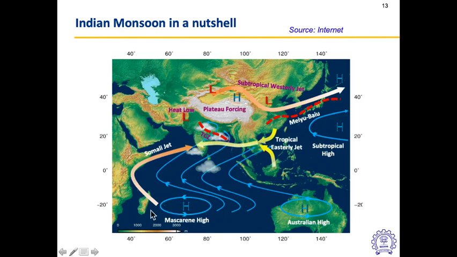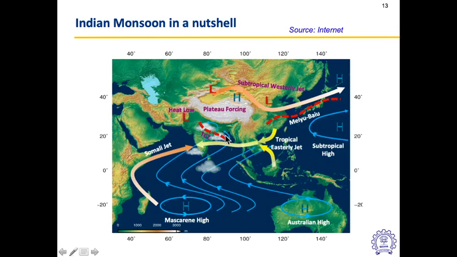Then because of the presence of Mascarene high, there is a Somali jet, the low-level Somali jet, which brings in all the moisture or clouds from Arabian Sea all the way to Indian subcontinent. So as you can see, Arabian Sea is Somali jet, whereas the Bay of Bengal is the tropical easterly jet, and nevertheless both of these ocean bodies bring the cloudiness towards India during monsoon.